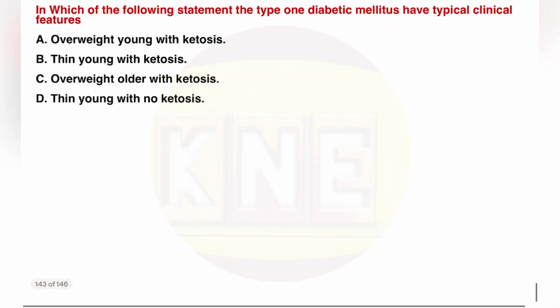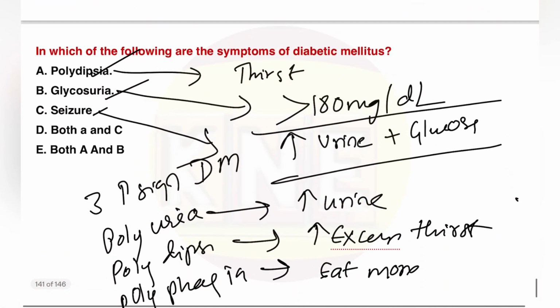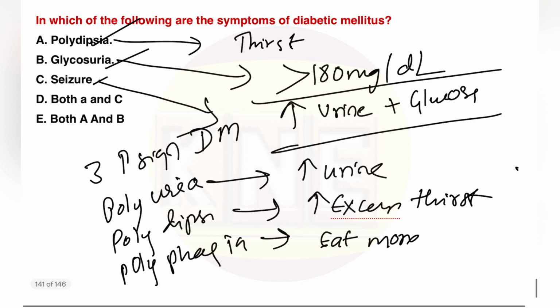We'll move on to the next question, about what they asked in the previous question. Which one is the right answer here? Both A and B are the right answer. Glycosuria and polydipsia both are there.